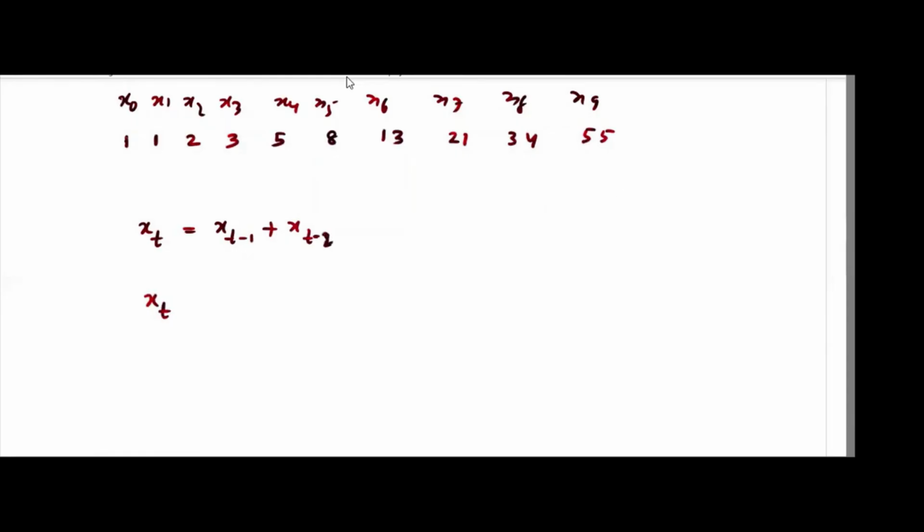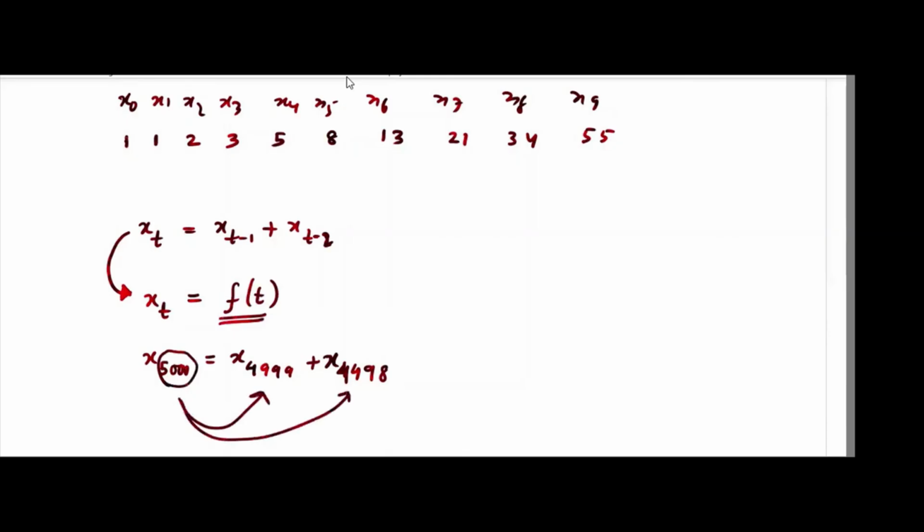Now, if you want to express xt in terms of its previous values, that's fine. But if someone asks what is x5000, you will not be able to answer. You will say it should be x4999 plus x4998, but how can it give you some kind of value, because you don't know x4998. So the solution of a difference equation means you will get the result in terms of t only. This will be a function of t, so that directly you can find x5000 by putting it in this equation. This is the solution of the recursion equation.